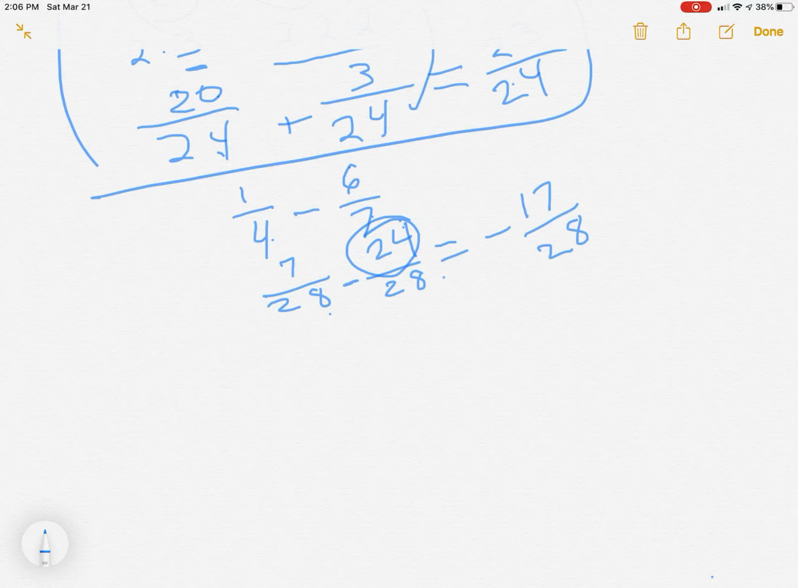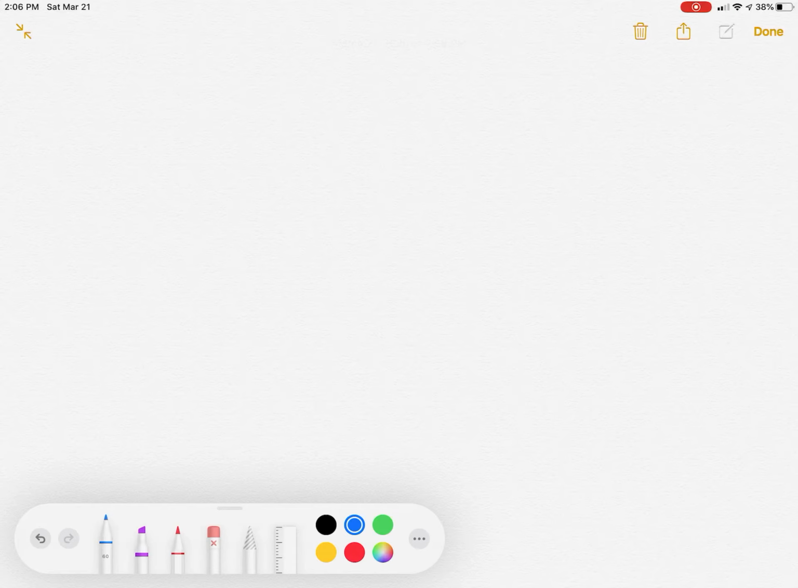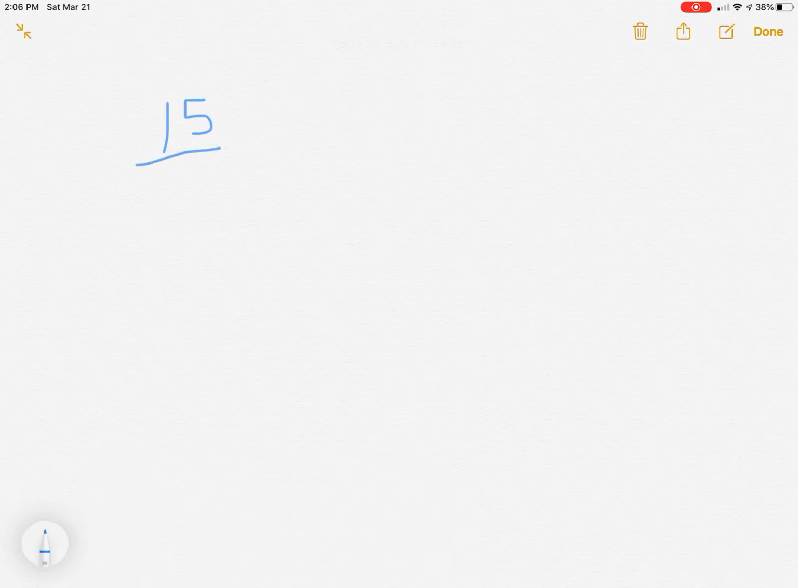All right. Let's see. Oh, let's do some regular division problems without variables, but with fractions. How about 15 over 11? Let's divide that by 11. How do I do that? First number stays the same. 11 is the one I'm going to have to flip upside down.